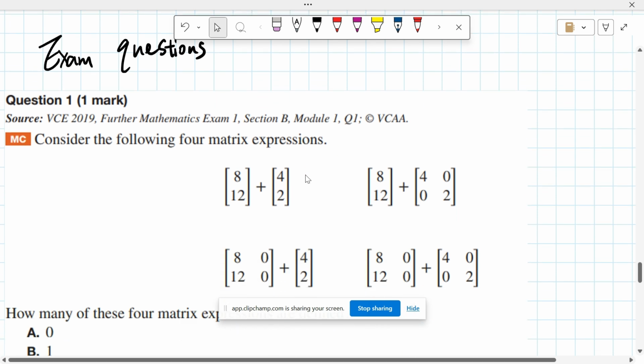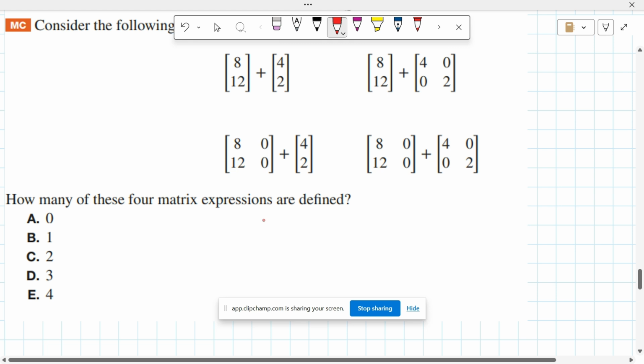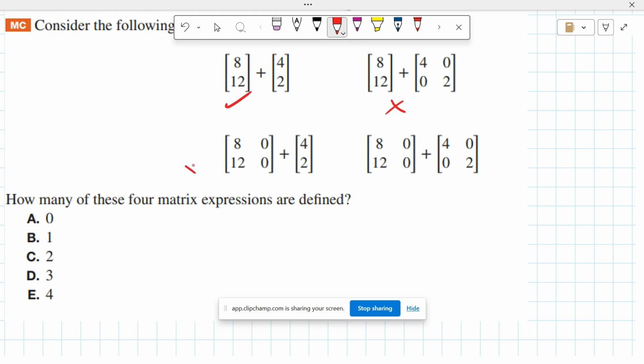So let's start the exam questions. How many of those 4 matrices can be defined? The first one can be, this one cannot be, this one cannot be, this one can be. So it's only 2, which is answer C.